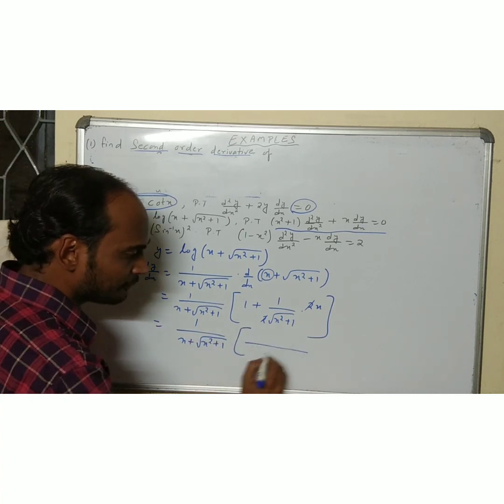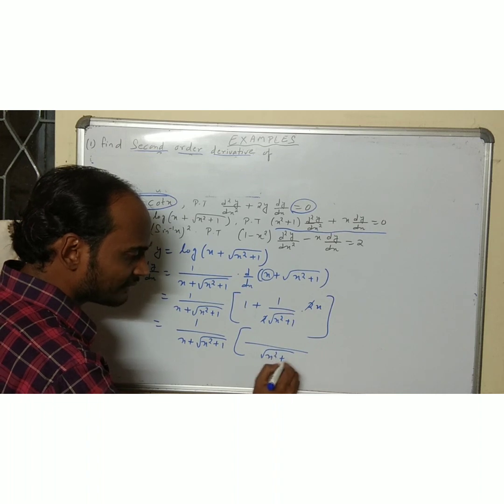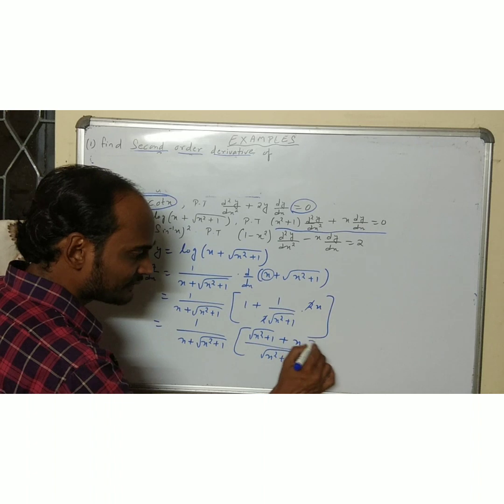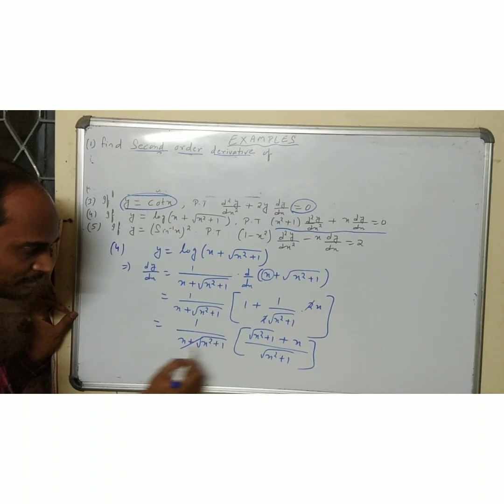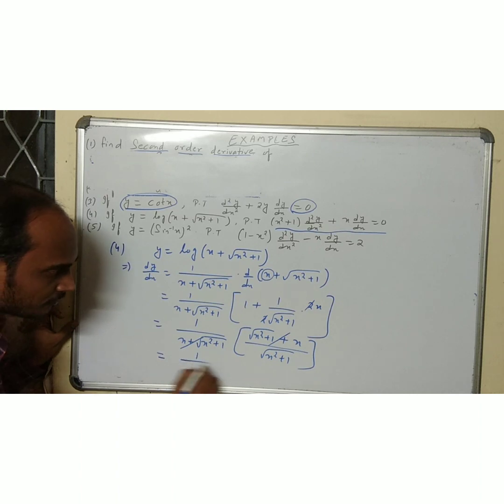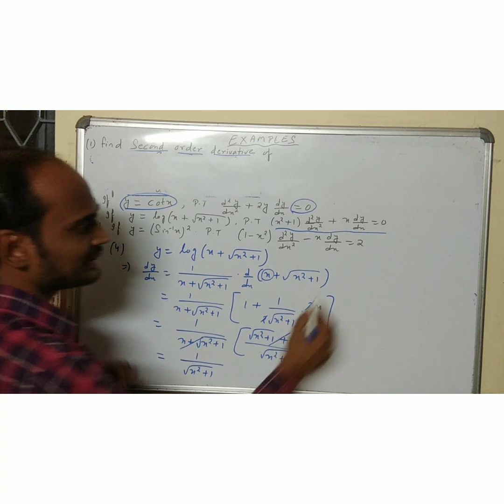Here you take the LCM, the LCM will be root over of x square plus 1, and here also we will get root over of x square plus 1 plus x. So you can see this part and this part can be cancelled, so we will get here 1 by root over of x square plus 1. This is the first derivative.